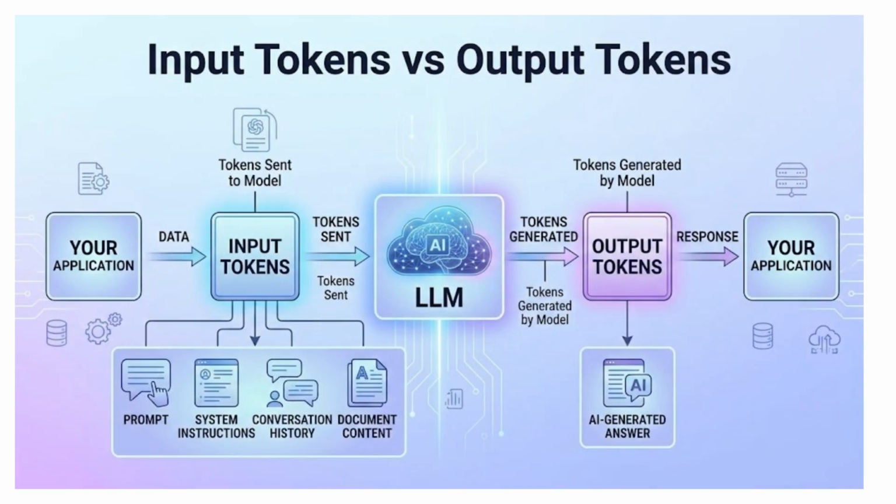Now, let's understand the difference between input tokens and output tokens. Input tokens are the tokens that your application sends to the AI model. These can include your prompt, system instructions, conversation history, and even content from documents. All of this information becomes part of the input sent to the LLM. The model then processes those input tokens and generates a response. The tokens created by the model are called output tokens. So the difference is simple. Input tokens go into the model, and output tokens come out of the model. When calculating LLM API costs, both input and output tokens may contribute to the total price.